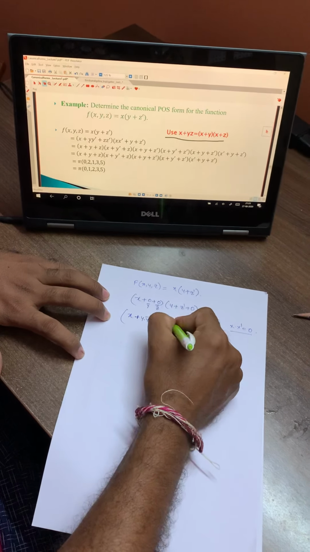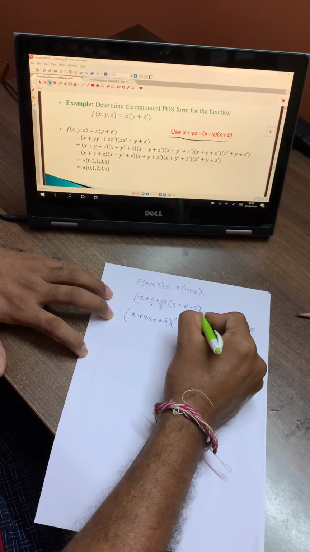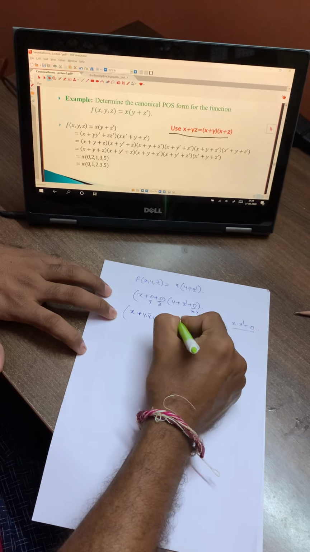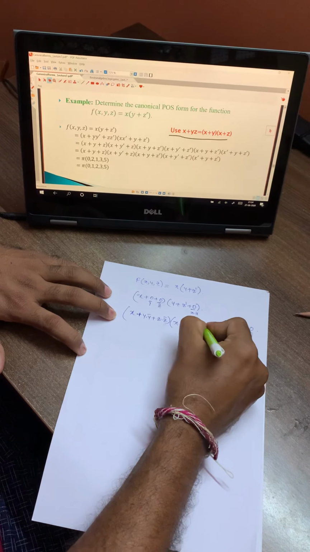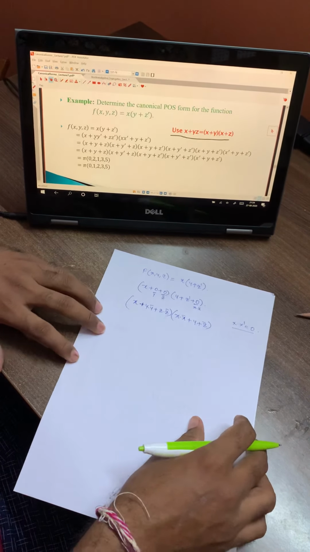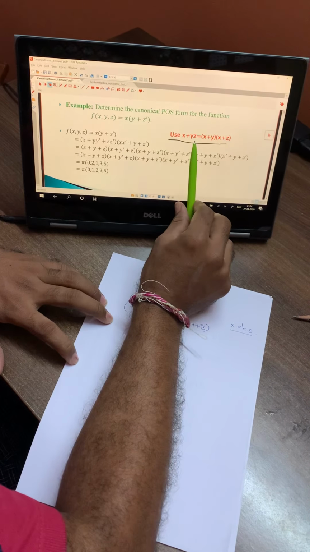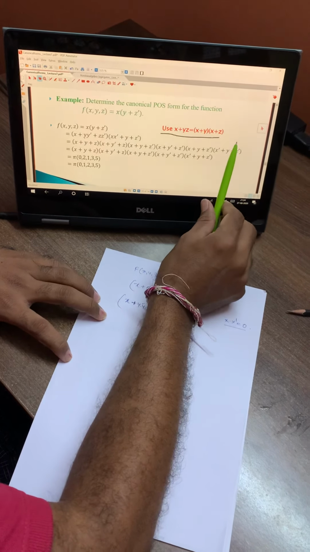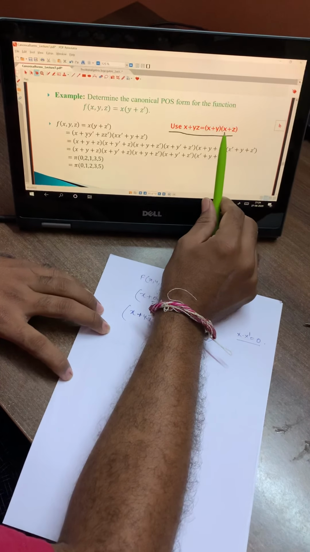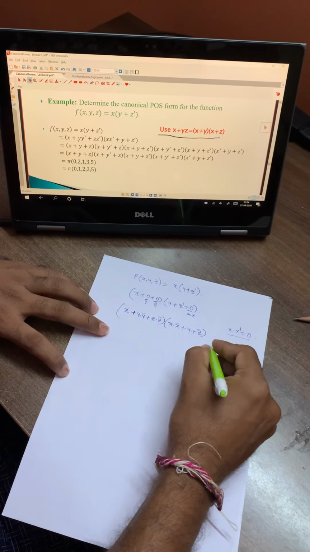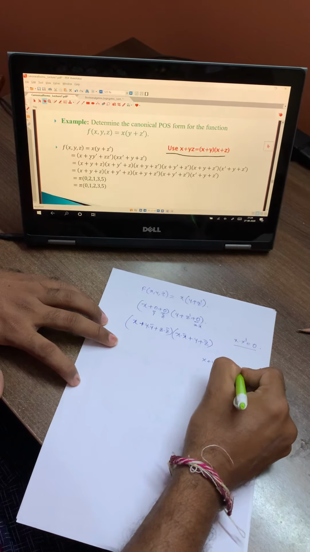Then here this 0 is used for x, since x is missing in this term, so x into x bar. So that is x into x bar plus y plus z bar. This is the expression. Again we can use this concept, that x plus yz is equal to x plus y into x plus z. So now I am going to distribute this expression using the distributive law: x plus yz is equal to x plus y into x plus z.